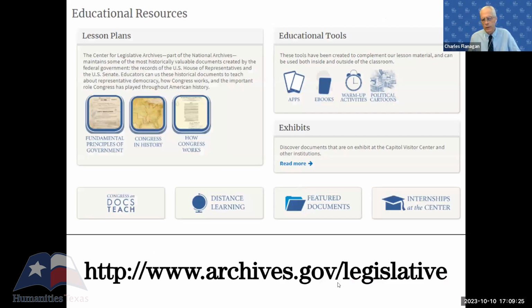And this is what the landing page looks like when you get to our website, and you can see that if you follow the Educational Resources tab, it's all right in front of you. You can see lesson plans on the fundamental principles of government, Congress and history, and how Congress works. And over on the right, you can see the link that will take you to the app I'm going to be showing you in a few minutes, but also the link that will take you to the ebooks I just mentioned. So it's archives.gov/legislative, then follow the Educational Resources tab to get to all this good stuff.